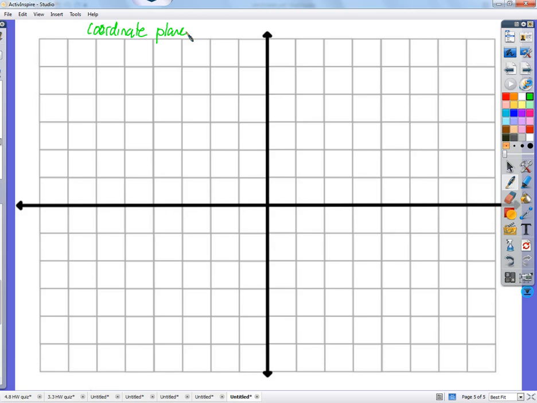So this is called the coordinate plane. This is the x-axis. This is the y-axis. Where the x-axis and y-axis meet, what's that coordinate? Zero. And the name? The origin. The origin. Where everything starts. It starts there, we move to the right, or to the left, or up or down from there. That's our reference point.